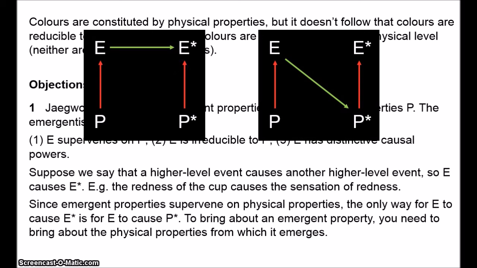So if you want to bring about a certain mental state, you need to bring about the underlying neural states. In order for a colour to cause, say, a sensation of the colour, that colour must cause certain underlying neural states. Basically, E must exhibit downward causation. So the colour must cause the lower level brain properties that underlie the higher level sensation. So that's fairly clear, I hope.